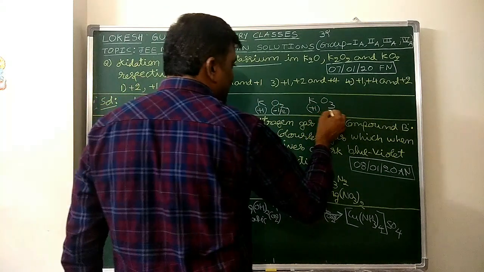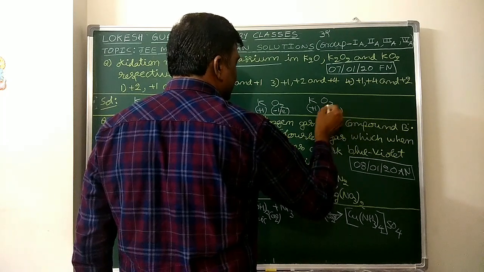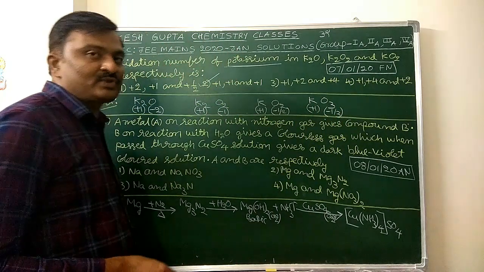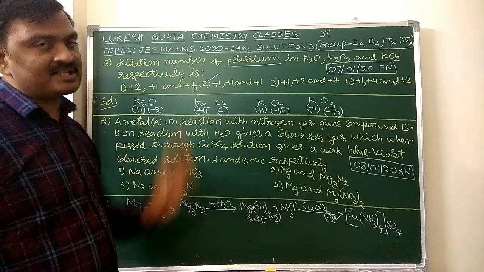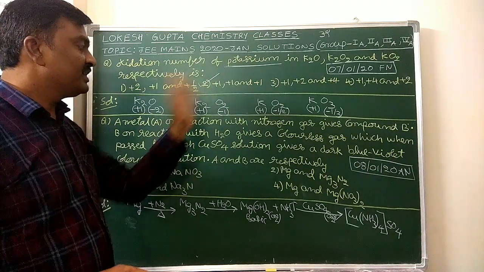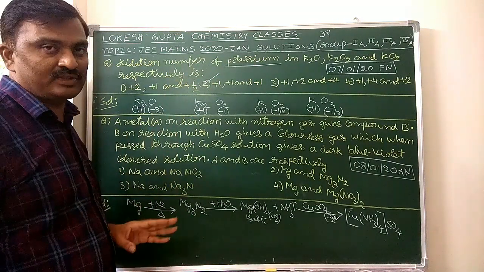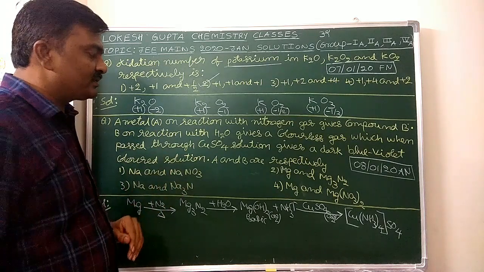Here the oxidation number of oxygen, you will get -1/3. So it is potassium ozonide. But here they want the oxidation number of potassium only, and in all those compounds it is +1 only. Now come to the next question.